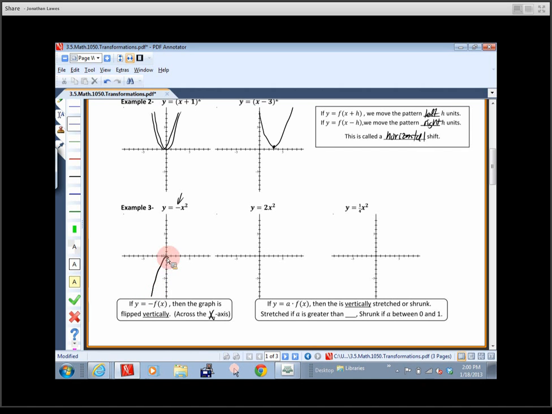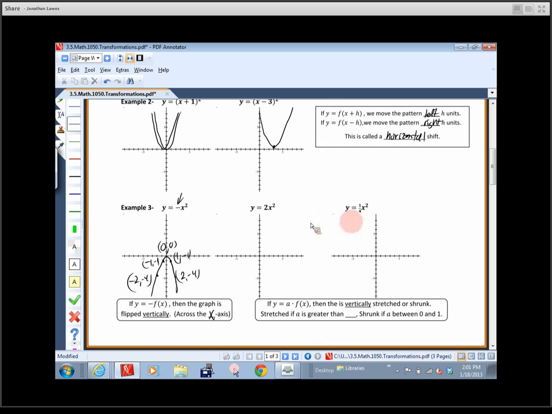Same exact shape, same 5 key points, but instead of going to the right one from the vertex and going up 1 squared, we're going to go to the right one and down 1 squared, to the right 2 down 2 squared. So this is going to be 2 -4, 1 -1. That's still 0 0, -1 -1, and -2 -4. Any questions there?